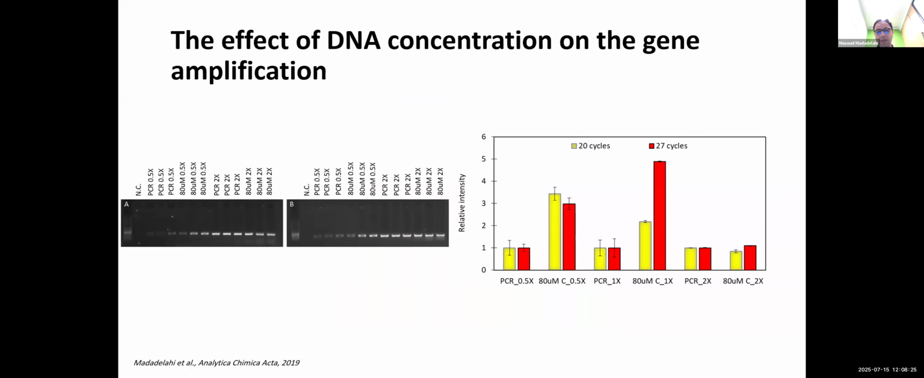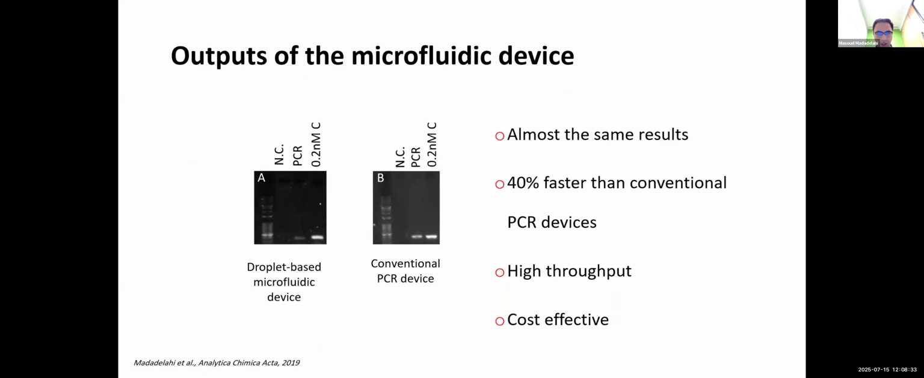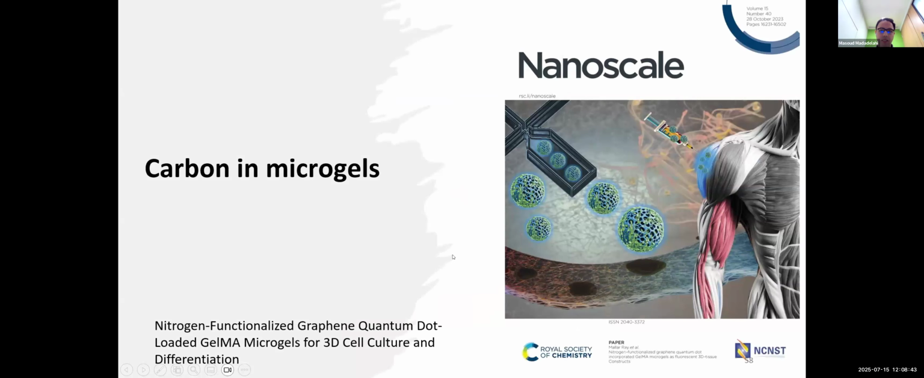We studied the effect of DNA concentration. We also compared it with some other nanoparticles like TiO2, and we compared the results with conventional PCR devices, and we could show that we have almost the same results, and our device was 40% faster. Okay, and as the final part of this research, I wanted to talk about carbon application in microgels.